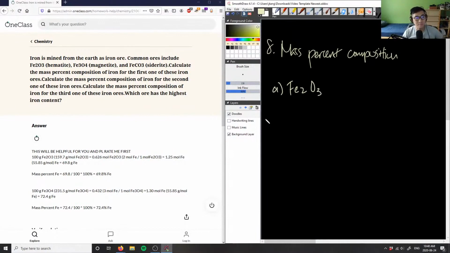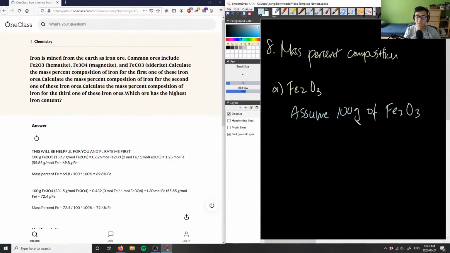In all of these problems for mass percent composition, every time you see a percent, we want to assume something. We're going to assume our mass is 100 grams, and the reason we assume 100 grams is because it's easier for us to work out the percent. So assume we have 100 grams of Fe2O3.